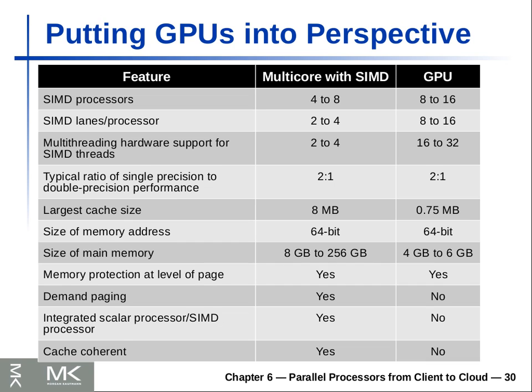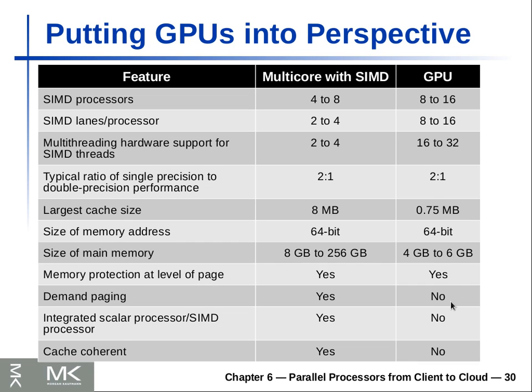Multi-core with SIMD. Let's see what we got. SIMD processors: 4 to 8, 8 to 16. Yeah, this is more like 64 to 128, whatever. Lanes per processor: 2 to 4, it's really way more. Notice that the GPU has a smaller cache, way more processing power, and less memory because it's smaller. Memory protection, great, but nothing else, and it's not cache coherent.